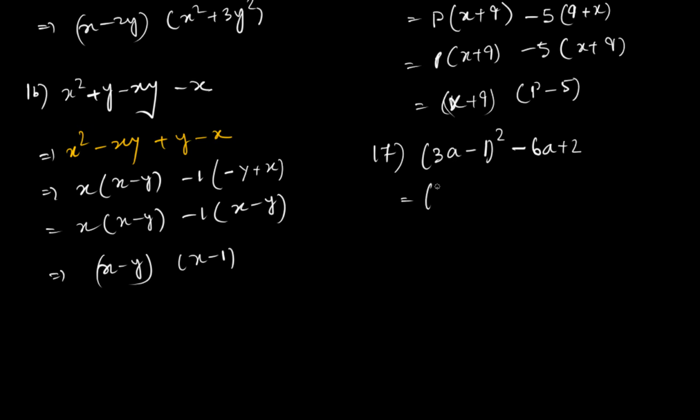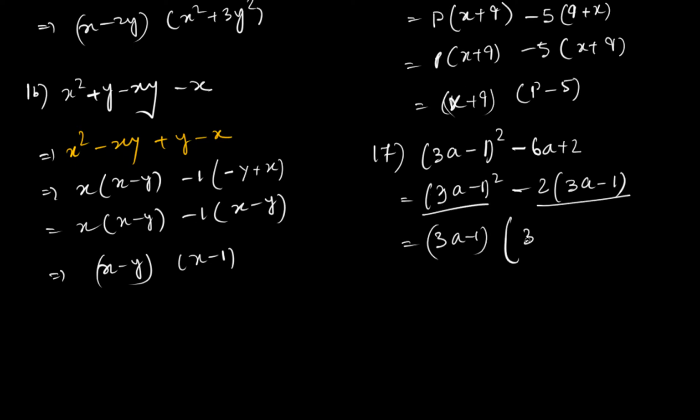The 17th one. For the first two terms, I think we need not take anything common, but from the last two terms I can take minus 2 common. I'll be left with 3a minus 1. So 3a minus 1, I'm again able to take common from these two terms, and I'm left with 3a minus 1, because that's square I have taken just one common, so I'll be left with one other and minus 2 from the other term. So 3a minus 1 and 3a minus 3.